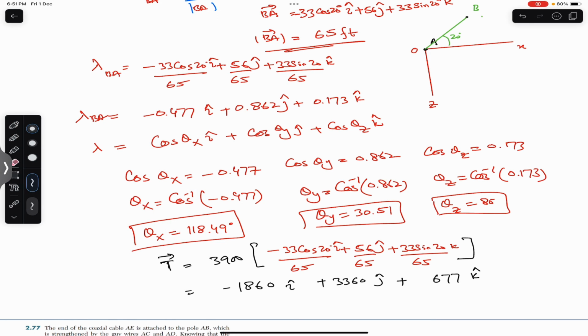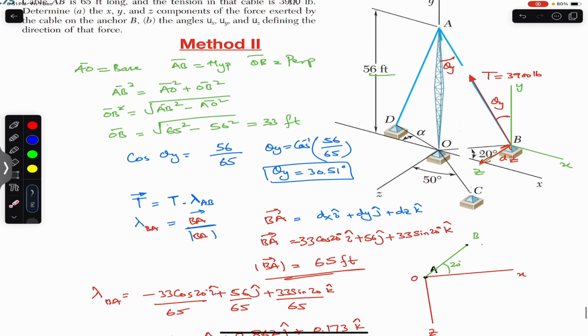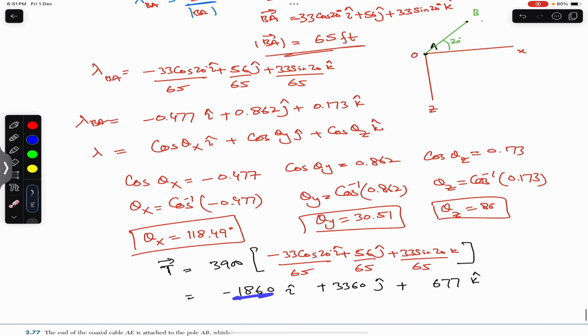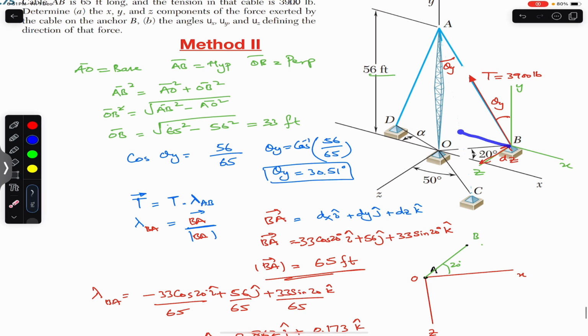So this is the component of that tension along the negative x. The magnitude is 1860, and the negative sign tells us that the component must be acting in the negative x. The y component is acting in the positive j, that is in the positive y, and the z component is acting in the positive z direction, that is in the positive k. So we have Tx, Ty, and Tz components. The x component is in the negative x, so Tx is like this, Tz is like this, and Ty is like this. So this is the solution of this particular problem.